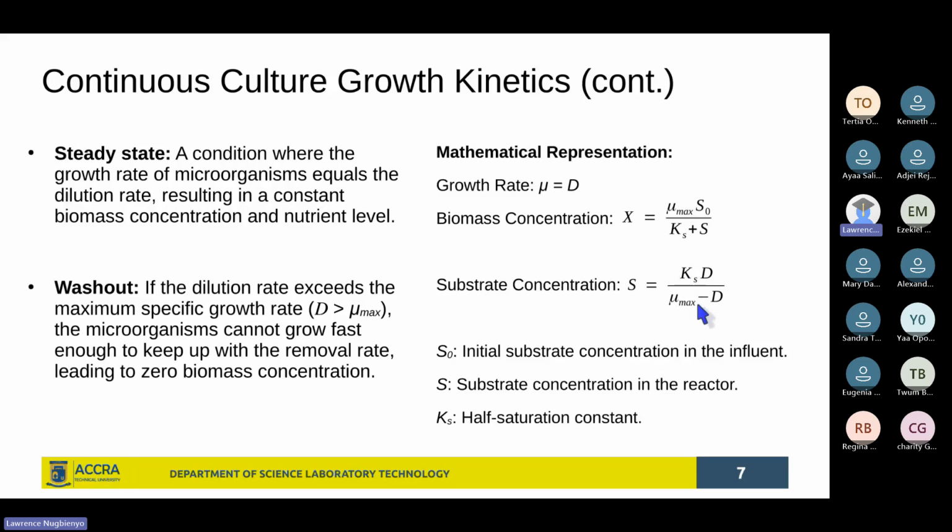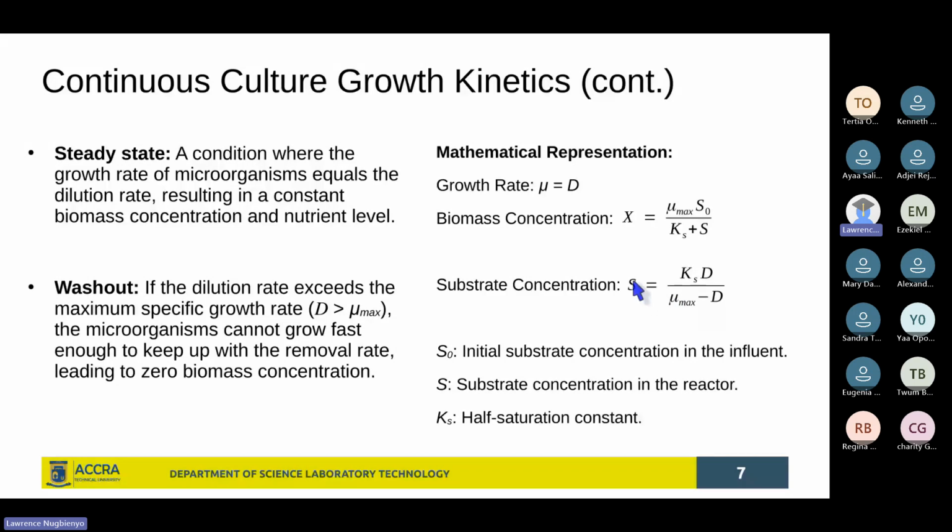So if you look at the denominator, which is U max minus D, that's growth rate, what it tells you is that the dilution rate, which is D, if it is more than the maximum growth rate, then it means this denominator is going to be negative. And negative means you're not having any substrate.